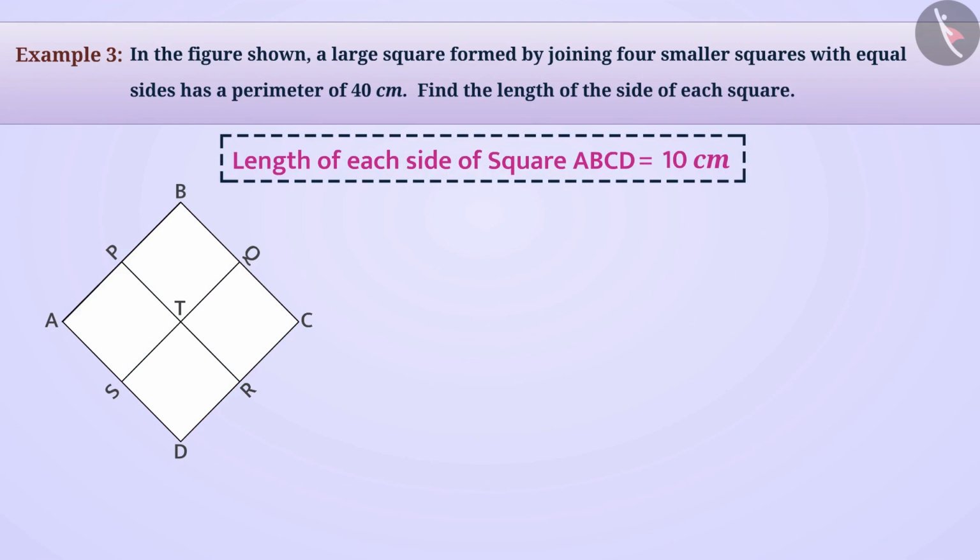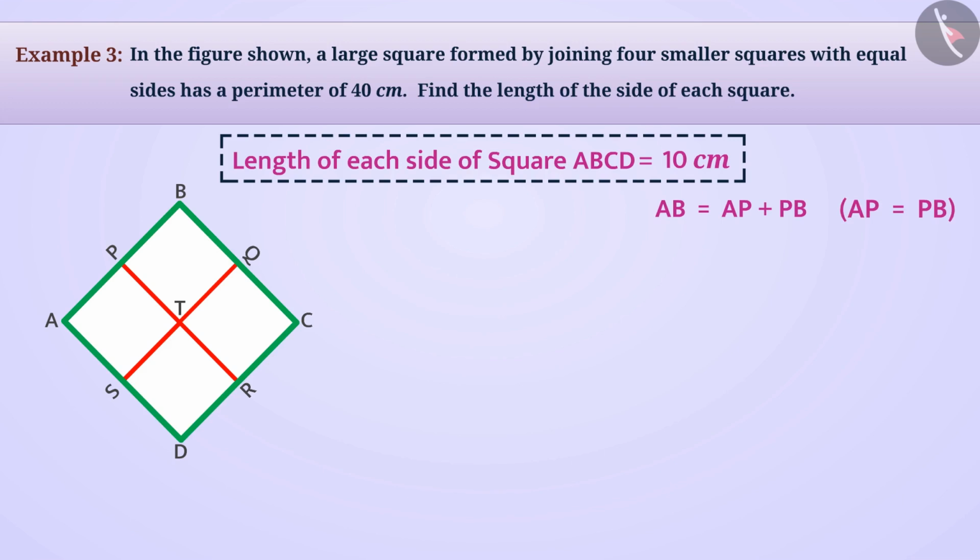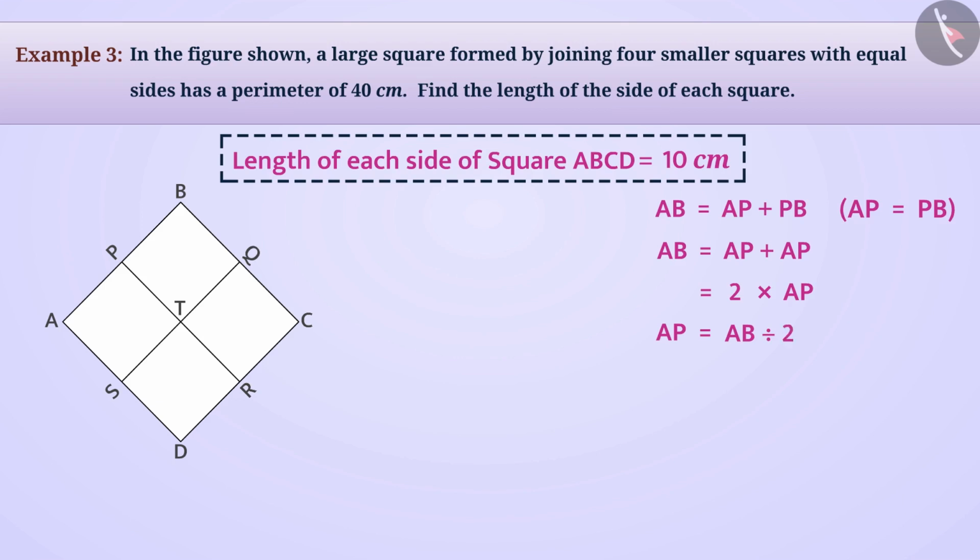Now, by looking at the figure, we find that AB is equal to AP plus PB. Since a large square is made up of 4 squares with the same sides in the figure shown, we can say that AP is equal to PB. Hence, AB is equal to AP plus AP, which is equal to 2 multiplied by AP. In this way, AP is equal to AB divided by 2.